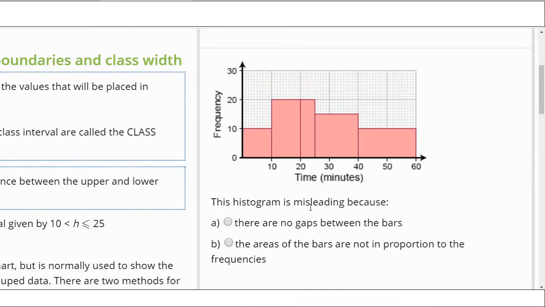This histogram is misleading because it's multiple choice. A, there are no gaps between the bars. Or B, the areas of the bars are not in proportion to the frequencies. Okay, let's analyze this histogram. Misleading because no gaps between the bars is true, should be. The areas of the bars are not in proportion to the frequencies.